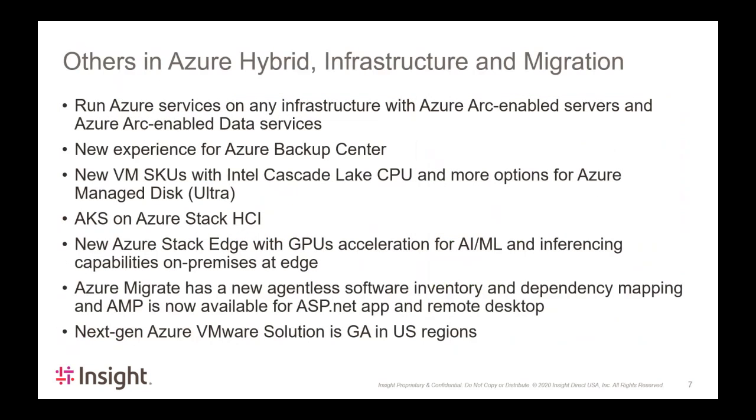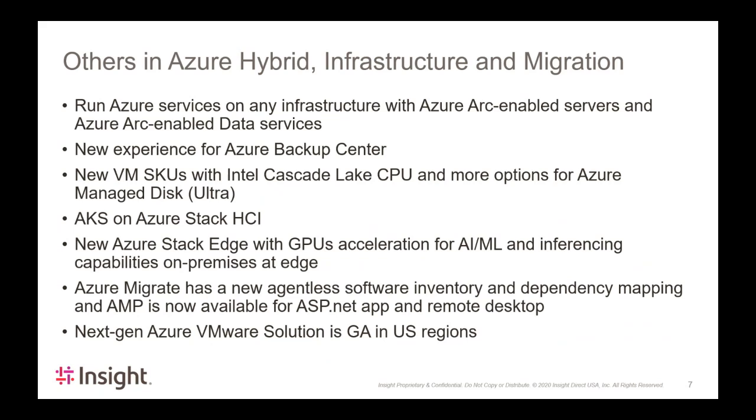The first one is that now you can run all the Azure services on any infrastructure, AWS, on-premises, GCP, with Azure Arc-enabled servers and all the data services. You can run Azure data services on AWS, which we already covered last year because Microsoft introduced Azure Arc last year and significantly extended its service portfolio this year to cover all the data services as well.